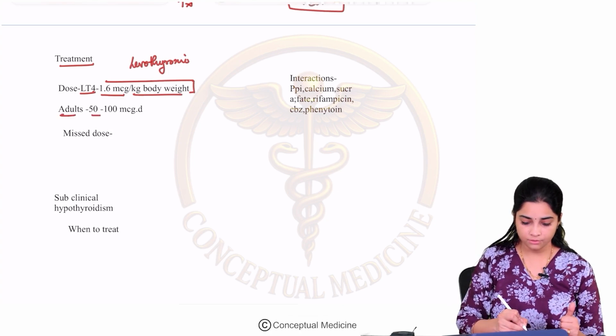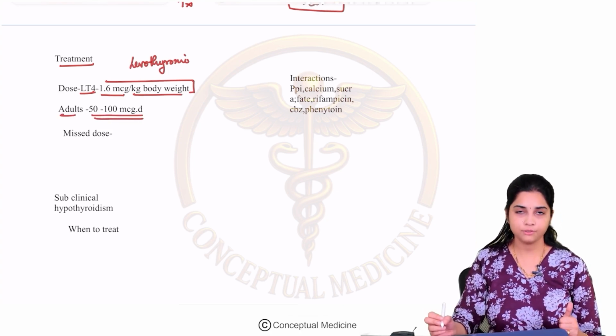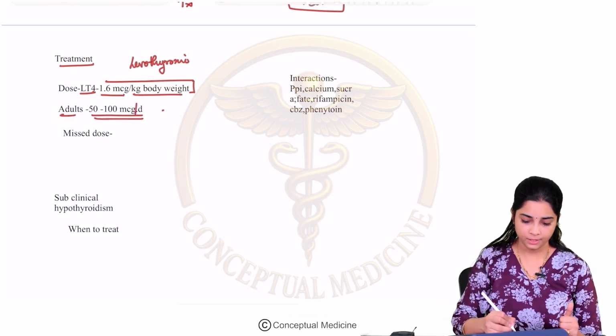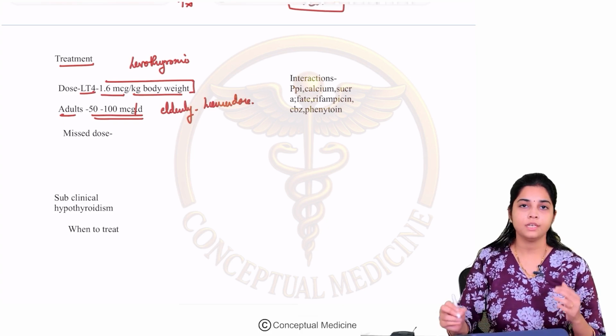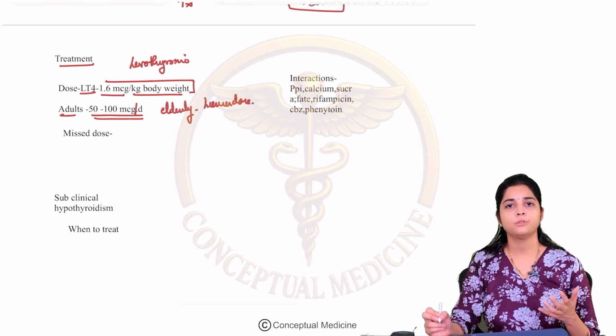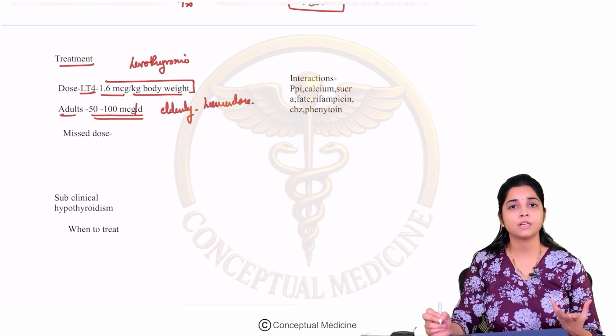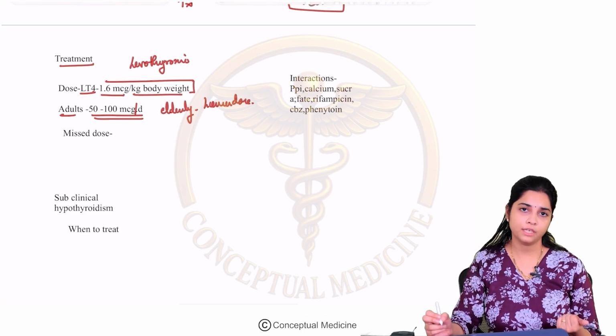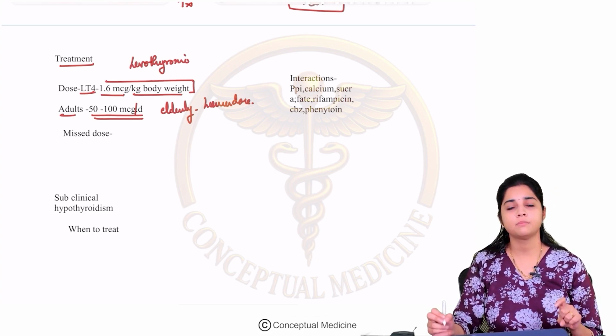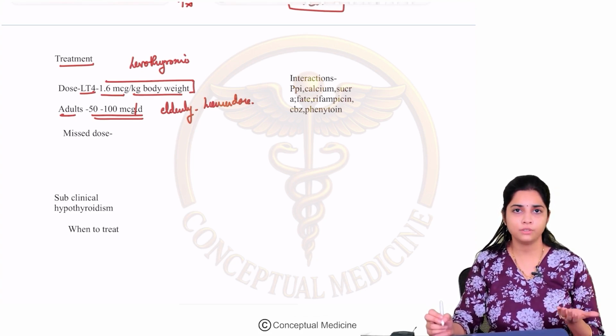For adults, it is usually started at a dose of 50 to 100 microgram per day. In the elderly, you start at a lower dose. Why? Because in the elderly, most of the time they are usually frail. Some of them can also have cardiovascular morbidity. Now your heart is used to functioning at a specific heart rate. If they are hypothyroid and suddenly you replace them with a higher dose, then the heart rate is going to increase, right?